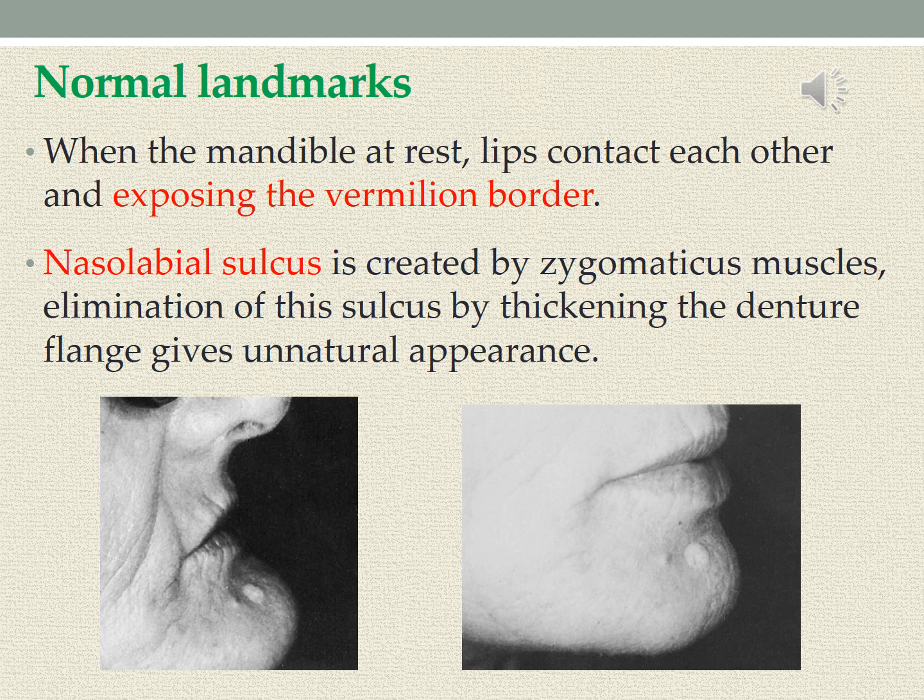Continuing about normal facial landmarks, look at the first picture here. When the mandible is at rest, you can see this patient is an edentulous patient and the upper and lower lips are collapsed in. The nasolabial sulcus is deepened here, and the nasolabial sulcus, as you know, is created by the zygomaticus muscles.